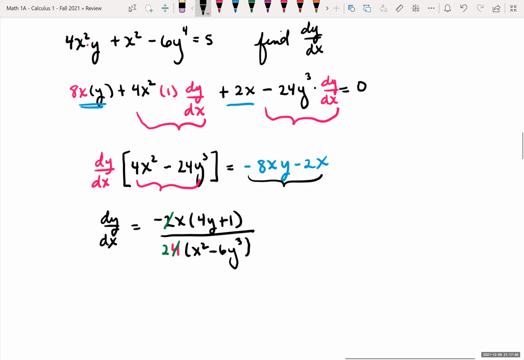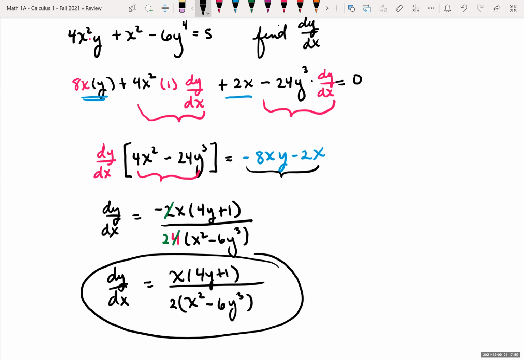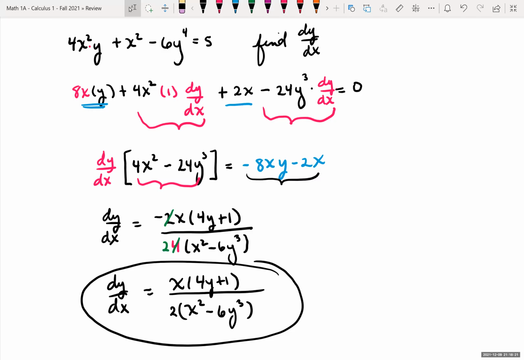And so now we found the derivative dy/dx is equal to x times the quantity 4y plus 1 all over, oops, have a 2 up front, 2 parentheses x squared minus 6y cubed. So let's not forget to bring down this negative right here. And so that should have been a negative in front of that x.